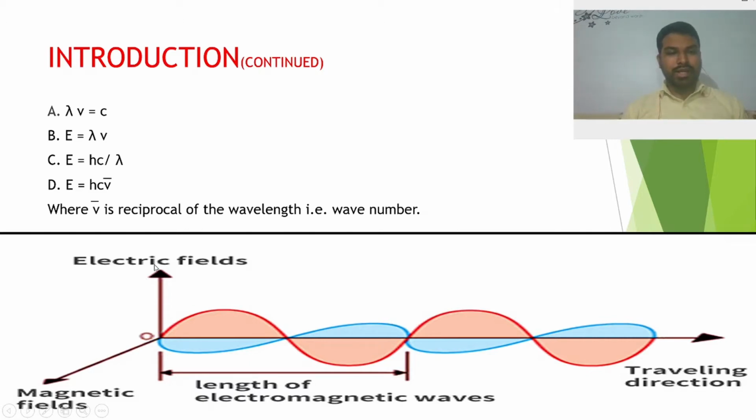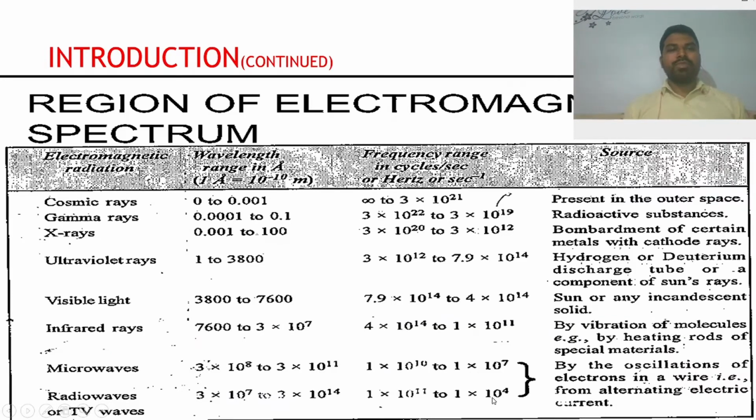See, this is the electric field and this is the magnetic field. They are traveling in the forward direction and both are perpendicular to each other, like this. This is the traveling direction, and one crest and one trough make up the length of the electromagnetic wave. This is the region of the electromagnetic spectrum.